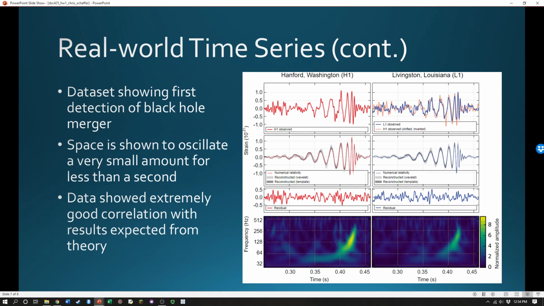And here's an example of the data set that they produced. This was actually the data showing evidence of the first black hole merger ever recorded. Space here is shown to oscillate over time, and those are those fun waves we see there. As far as I'm aware, it was a very good match to the theoretical basis behind it, which is always a win for science.